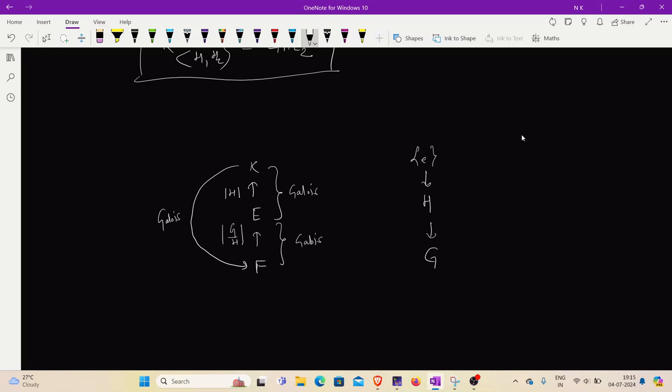Further, the fixed field of the subgroup generated by H1 H2 is E1 intersection E2, and the fixed field of H1 intersection H2 is nothing but the composite of E1 E2. So these all are the takeaways of this theorem.